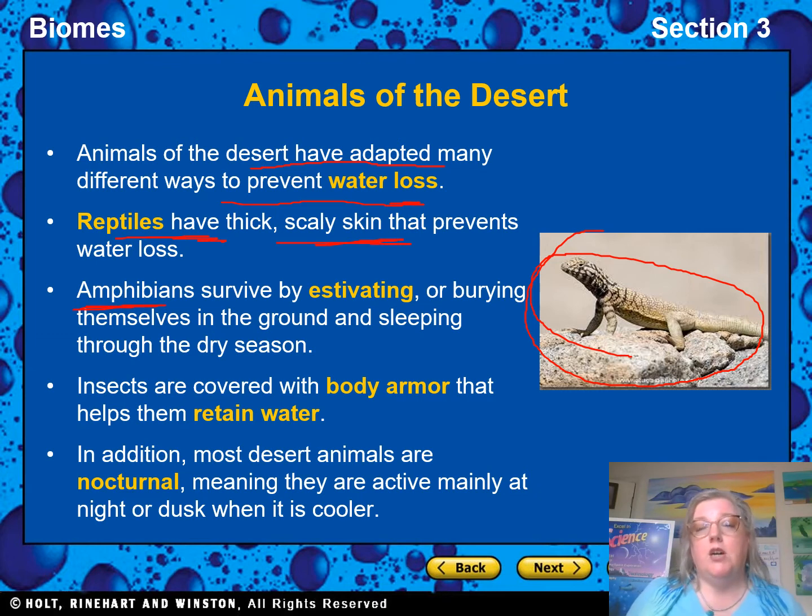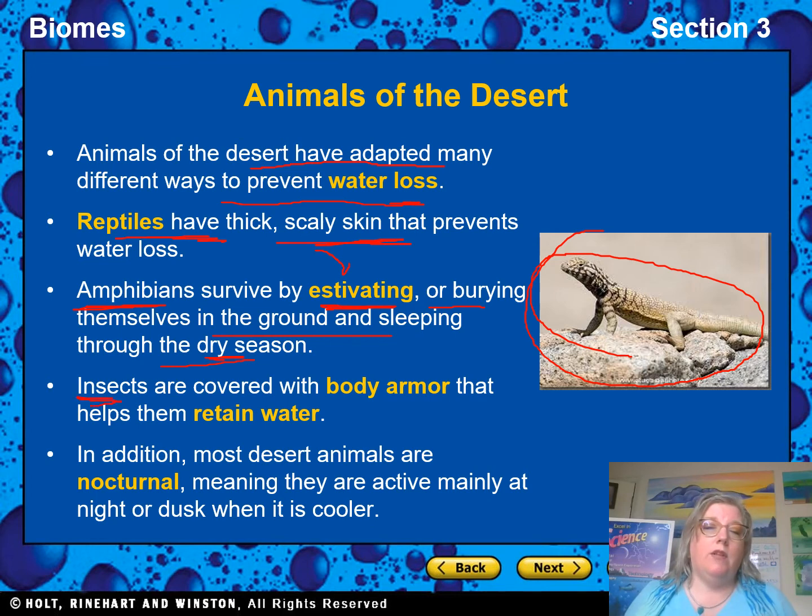Amphibians, which are frogs and toads, if they live in the desert, they'll survive by estivating, which is burrowing themselves in the ground, sleeping through the dry season. So the way that you can remember what estivating is, it's just like hibernating, sort of. Hibernating is sleeping through the cold season, right? You know bears, right? Estivating is sleeping through the dry season. Same concept. Hibernating is sleeping through the winter. Estivating is sleeping through the dry. And so the amphibians will do that. They'll sleep through the dry season.